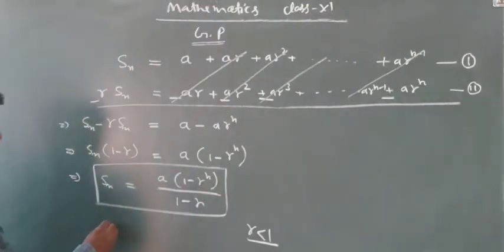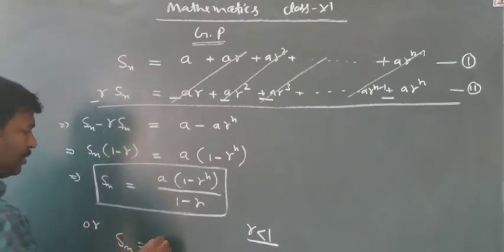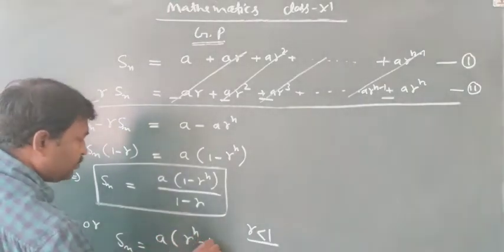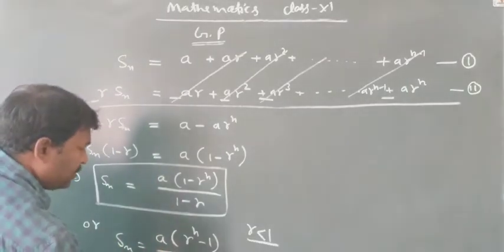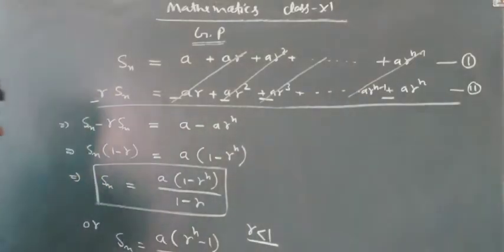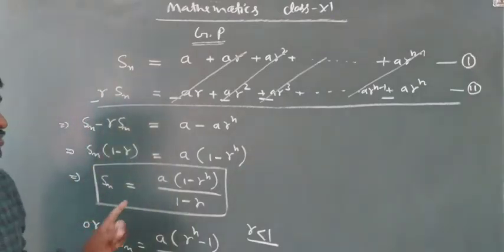Now if r is greater than 1, we can apply Sn is equal to a, the first term, into r power n minus 1 divided by r minus 1, if r is greater than 1. So you have these two formulae that you will use to find the sum of n terms of a GP.